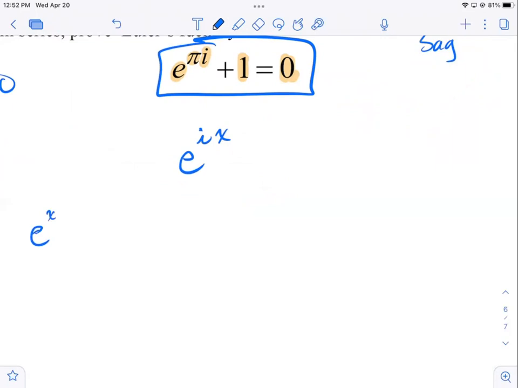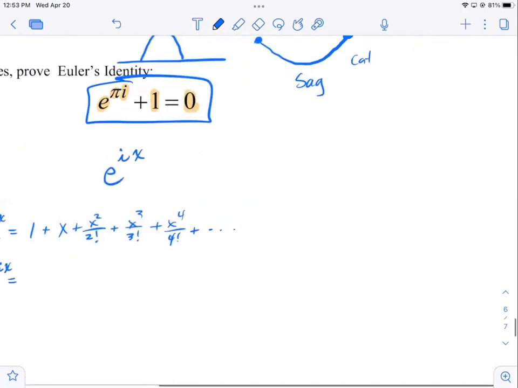So e to the x, of course, is 1 plus x plus x squared over 2 factorial plus x cubed over 3 factorial. I'll go one more: x to the 4th over 4 factorial plus yada, yada, yada. Okay, so there's that. We're not going to need the general term here. Now we're going to replace x with ix, where i is the imaginary unit.